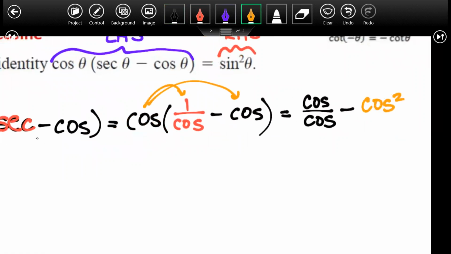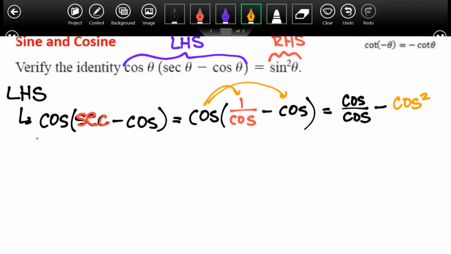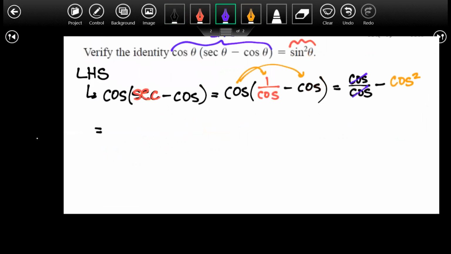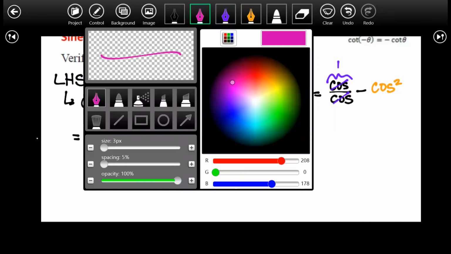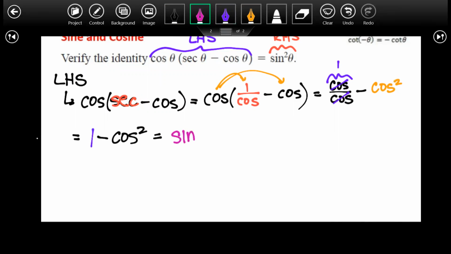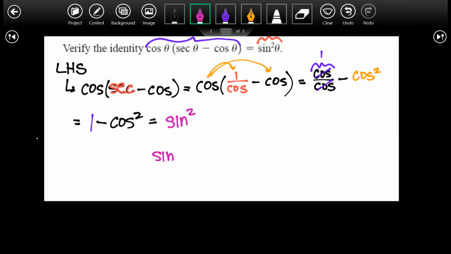Okay, good here. Then let's simplify this a step further. What happens to cosine and cosine? Cancels and gives me 1. This will be 1. And then we rewrite the remaining term, 1 minus cosine squared, which is one of our trig identities. Our TIs, trig identities, is going to give me sine squared, which is what we want to be able to see, best showing us sine squared theta, which is the right-hand side.